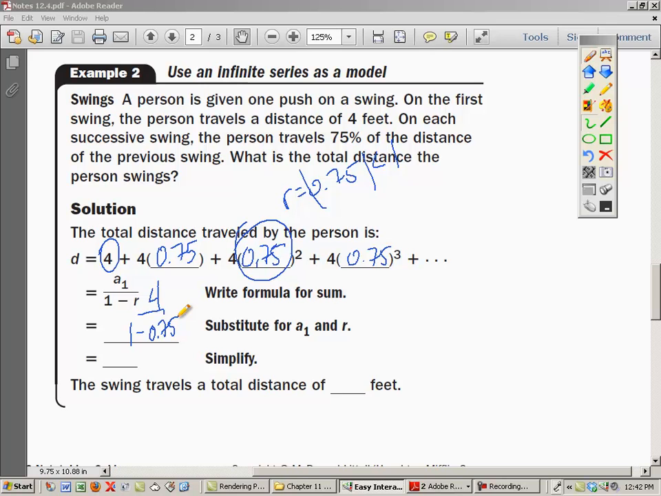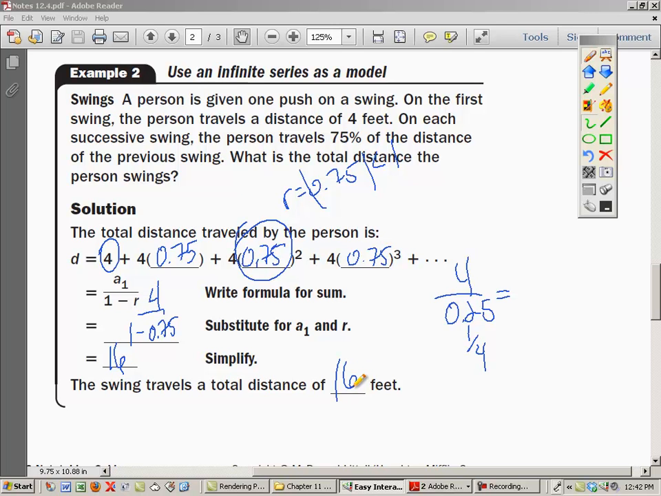Well, as you guys know, 1 minus 0.75 is 0.25, so you get 4 divided by 0.25. Okay, and 4 divided by 0.25, if you want to use your calculator or some common sense there, remember this is the same thing as a quarter, so you can multiply by the reciprocal and you get 16. So it says the person will travel a total of 16 feet.